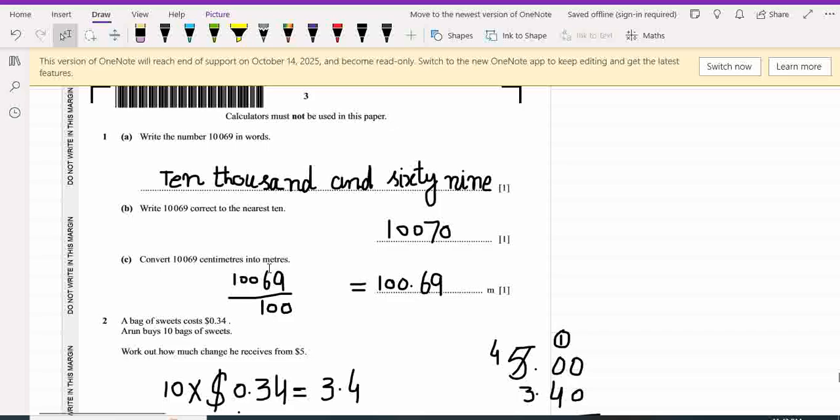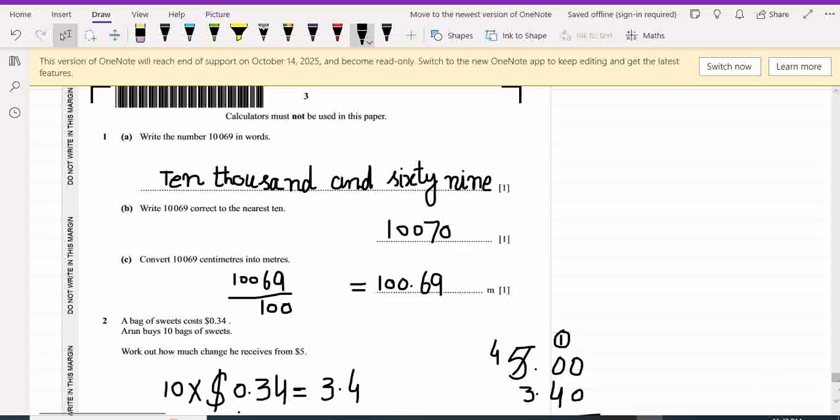Next is convert 10069 centimeters into meters. We know that in 1 meter there are 100 centimeters. So in order to convert centimeter into meter, we are going from the smaller unit to bigger unit, so we will divide this by 100. When we divide something by 100, you put the decimal point after the 2 digits. So this will become 100.69. So 100.69 meters is the answer.